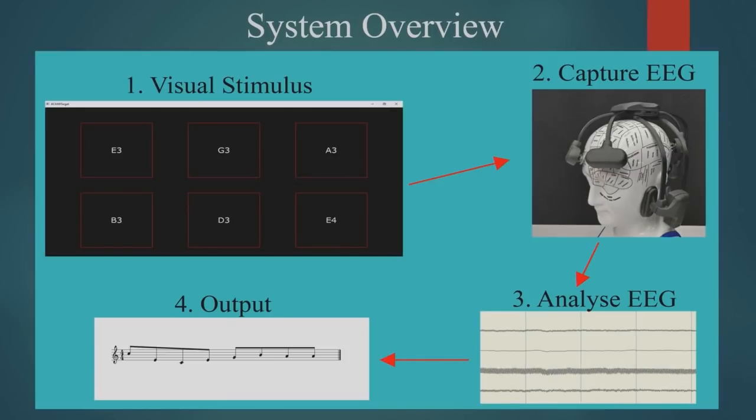The first operation is a visual stimulus. As you saw in the previous slide, you have different flashing regions that flash at unique frequencies. The second step is to detect EEG signals. As mentioned earlier, electroencephalogram is a technique of detecting brain waves, and next you analyze brain waves. You have different signal processing techniques that analyze brain waves, and then you have a corresponding output that's generated by the computer.